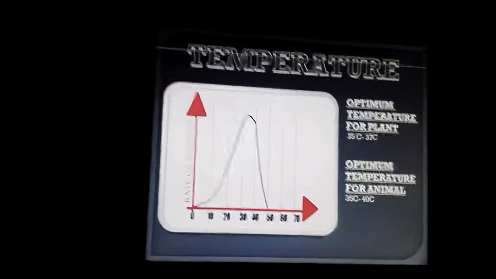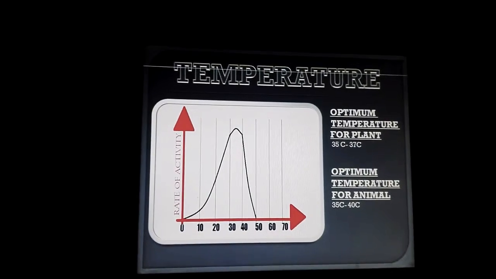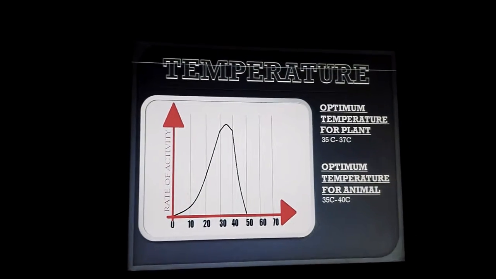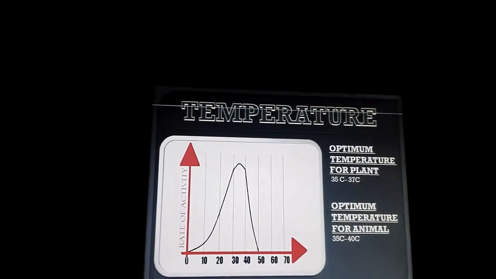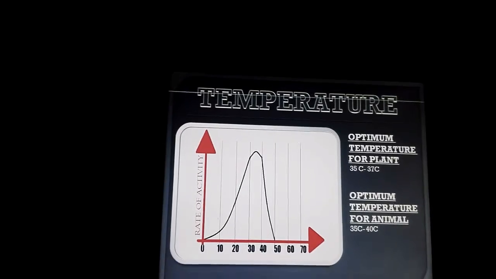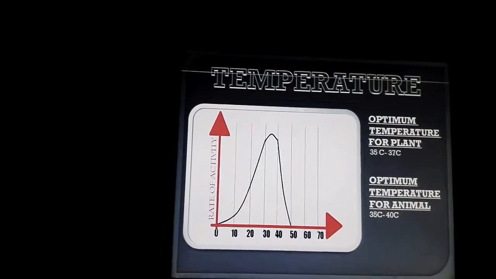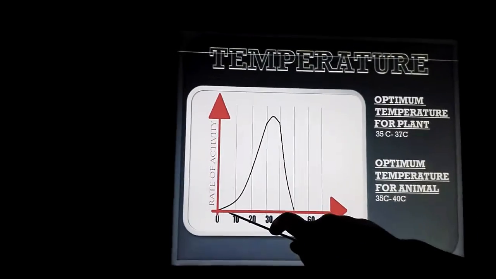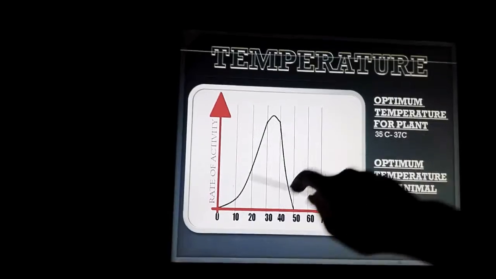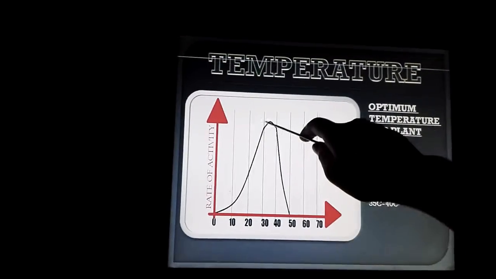Optimum means maximum, and the optimum temperature for plants where it would work the best is 35 to 37 degrees Celsius. The optimum temperature for animals is 35 to 40 degrees Celsius, and even 1 degree above can make the enzyme go denatured, meaning dead. So as you guys can see over here, from 0 till 30 we have an increase of the activity, but not at the optimum point.